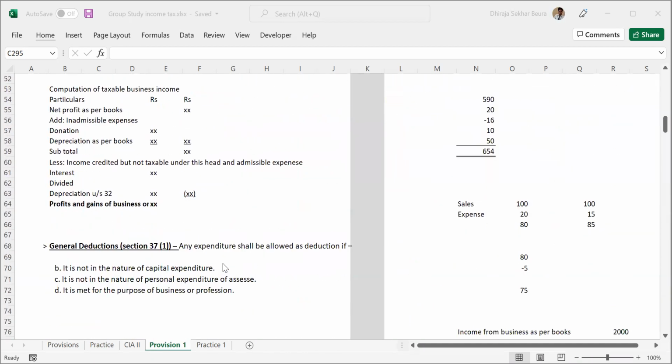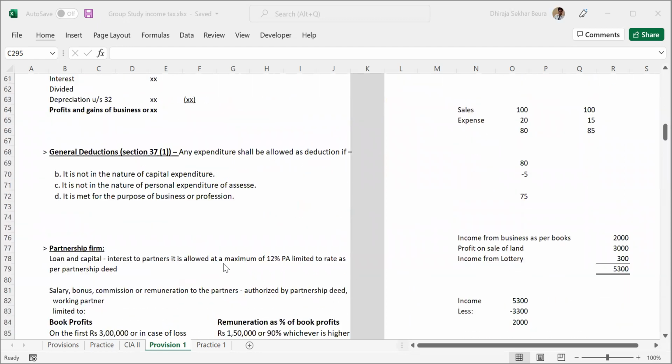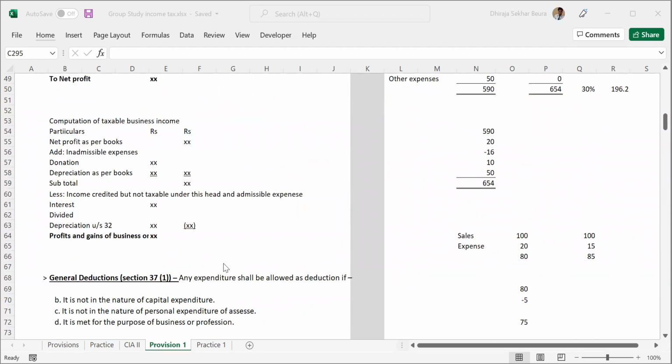Awesome. Now let's move on to partnership firm. Yeah, most important. So in the partnership firm, if there is interest paid to the partners, how much is allowable interest? 12%. Is 12% the whole answer? Was there something else also apart from that? If it is less, it will be the exact percent. Yeah. No, there was something else also. Try to remember.